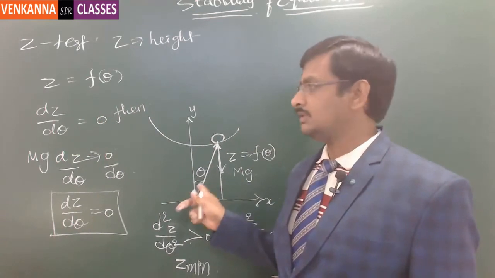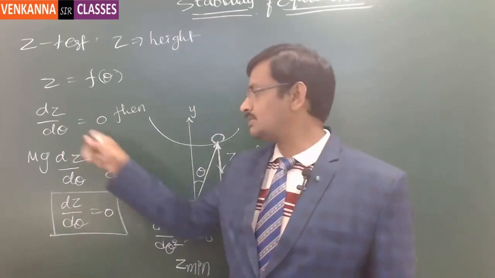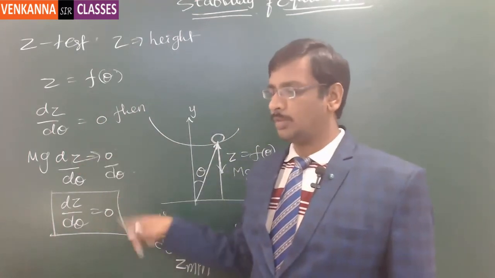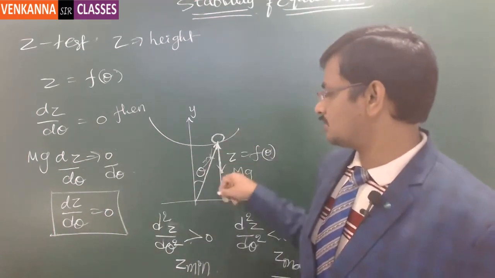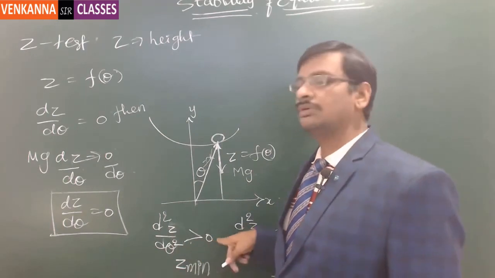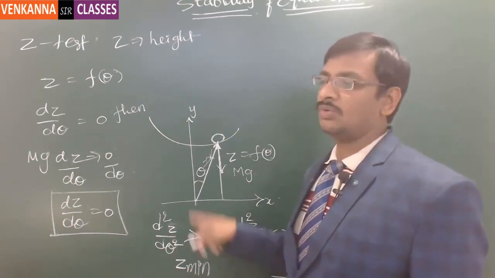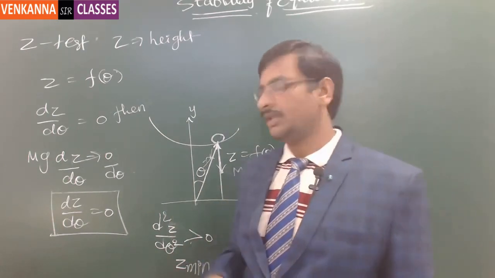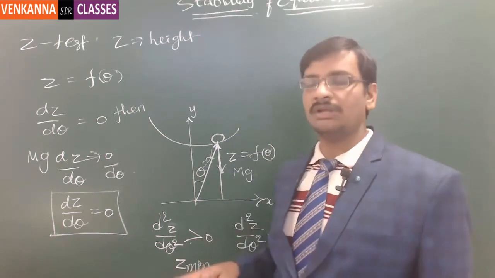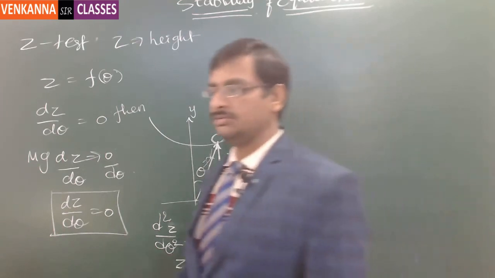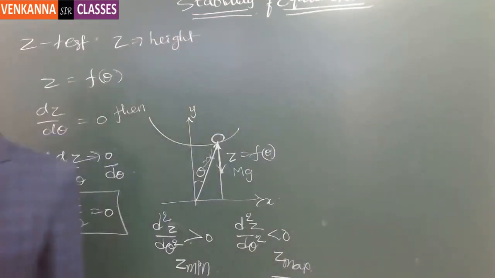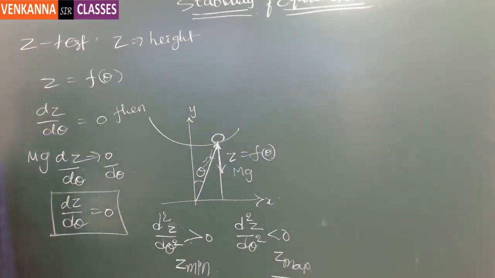If this is equal to 0, then based on the second derivative, if d square z by d theta square comes out to be a positive value when theta equals alpha, then we can conclude that the equilibrium is stable. If it is negative, then we can conclude that the equilibrium is unstable. So this is the Z test. Any questions on this?